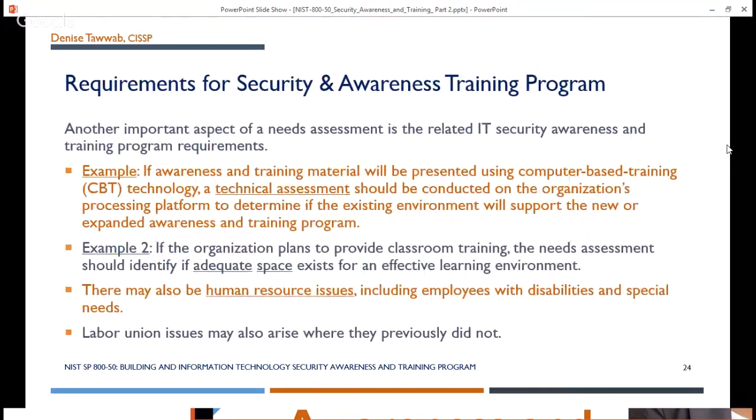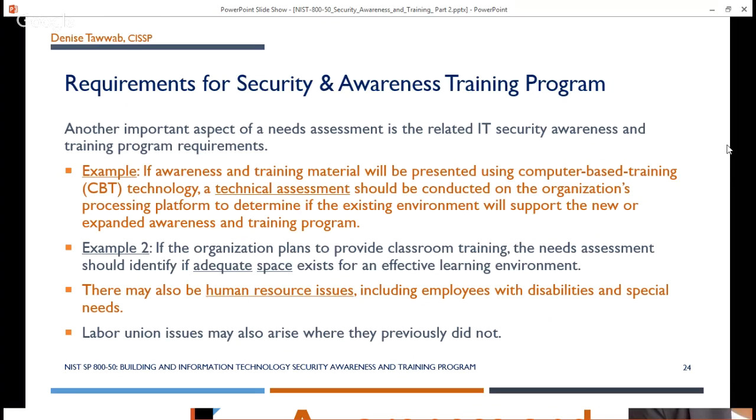So, requirements for security and awareness training program. Another important part of the needs assessment is the related IT security awareness and training program requirements. For example, if the awareness and training material is going to be presented using computer based training, a technical assessment should be conducted on the organization's processing platform to make sure that the existing environment will support the new or expanded awareness and training program. Nothing worse than trying to roll out training and then finding out that your platform is inadequate or needs to be tweaked in some way.